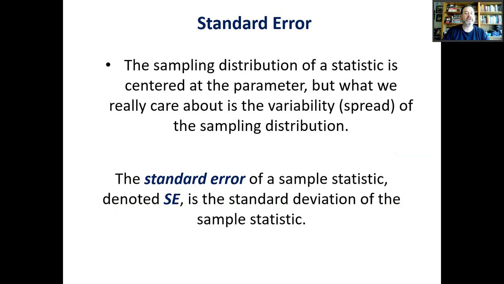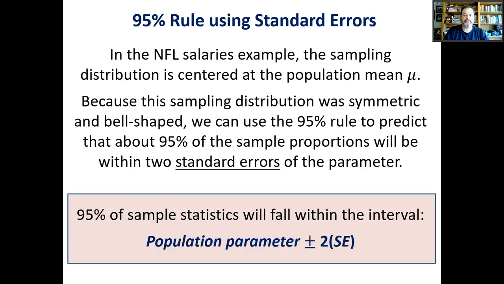So that standard error is the standard deviation of the sample statistic. That graph we just saw had 1,000 sample statistics. How much variability is there? It's bell-shaped, it's symmetric. The standard error tells us how much variability. So of course, we use the 95% rule.